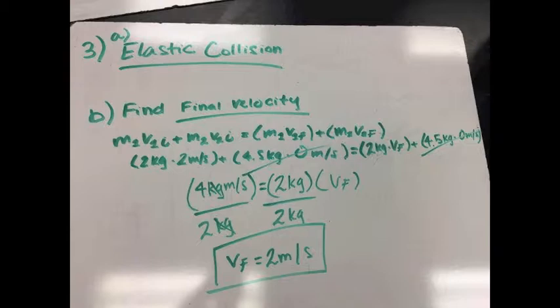Next, we figured out the final velocity of the ball that bounces back. We used the formula m1 times v1 initial plus m2 times v2 initial equals m1 times v1 final plus m2 times v2 final. We plugged in the numbers and got velocity final equals 2 meters a second.